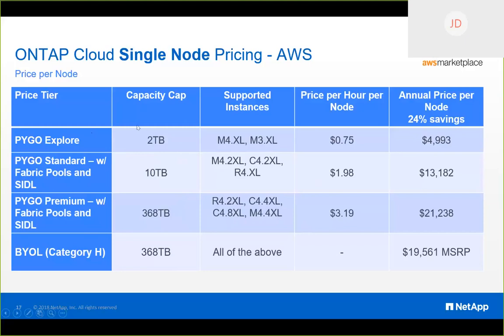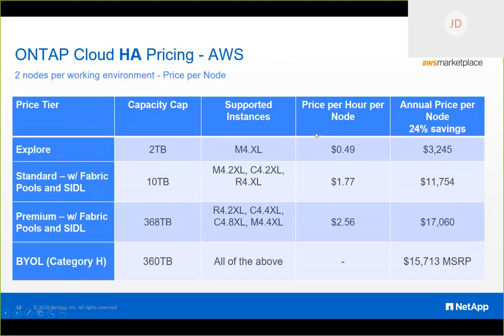So this is the price sheet for a single node in AWS. This would be someone who is not doing multi-availability zone, high availability. This is what the pricing would look like if you did want to do multi-availability zone, high availability, so that you could fail over between AWS data centers.